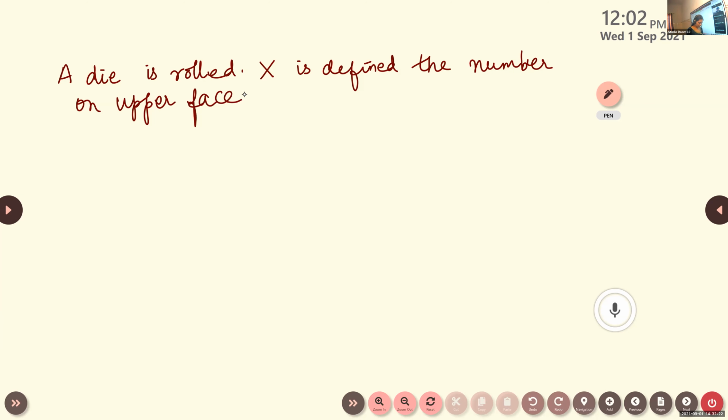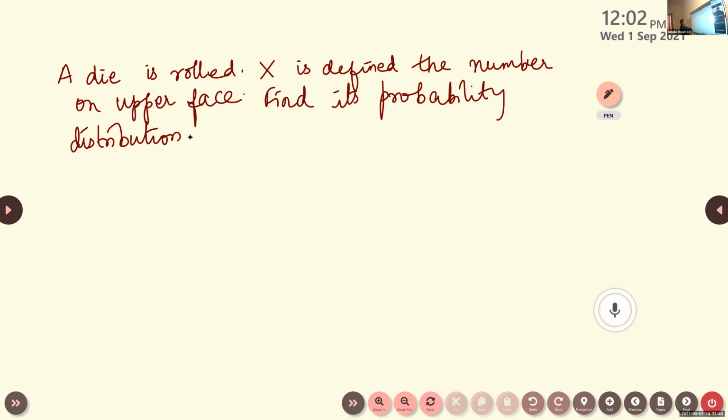What do you have to find here? Find its probability distribution. So a die is rolled. X is the number on the upper face. When your die is rolled, X is the number on the upper face. What are the possibilities you will get? What are the numbers you will get in the upper face? That is the same as the number you get.